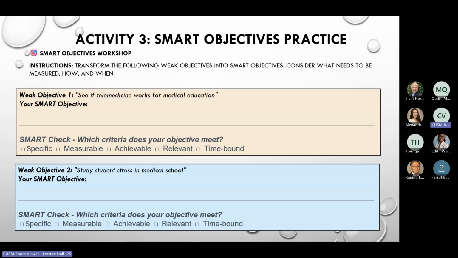An example could be identify the factors that are associated with medical student stress using personal interviews with medical students during the first semester of didactic education. It is specific, it is measurable, it is achievable within a first semester of education. It's relevant to the medical student stress, and it is time bound within that first semester of didactic education.